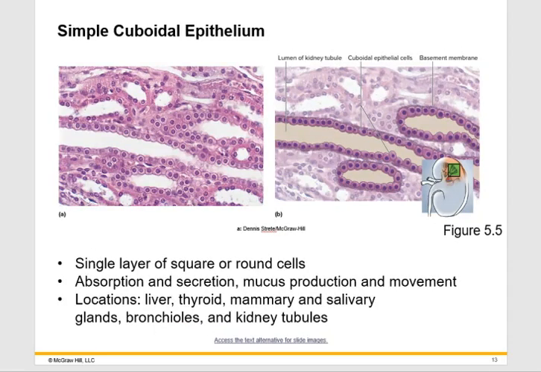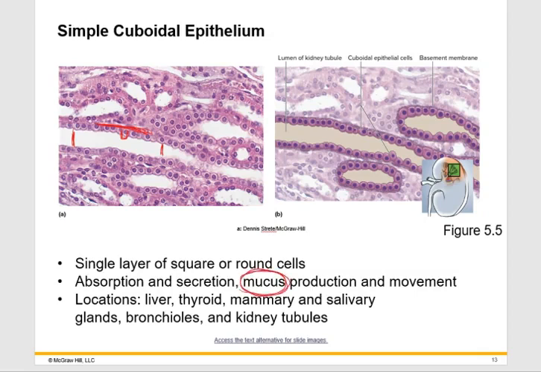Now simple cuboidal epithelium. So now here we have the basement membrane in the back, this nice square-shaped cell sitting on top, and then notice all this free space. So where it's white, that's the apical surface opposite the basement membrane. Simple cuboidal epithelium is a little bit thicker. Its function is absorption and secretion. These are also going to be our cells that very often produce mucus.